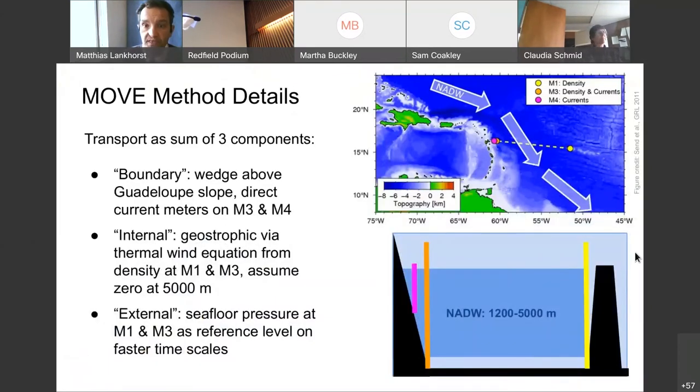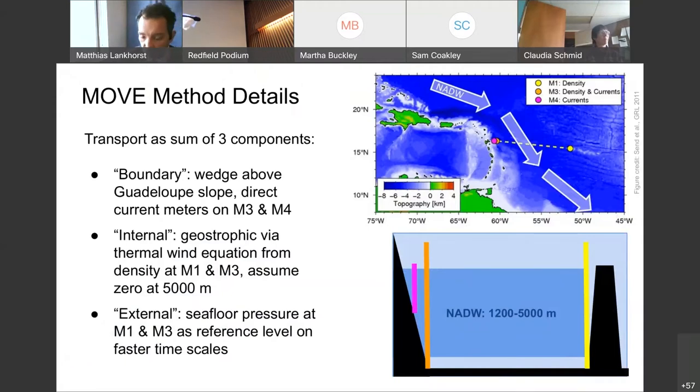MOVE measures the southward limb of the AMOC at a location east of the Caribbean, shown on the map there. That's the North Atlantic Deep Water, NADW, as it flows across that yellow dashed line. We have moorings at the three dots on the map, and the bottom right sketch shows a side view of the array. The colors match the dots on the map.